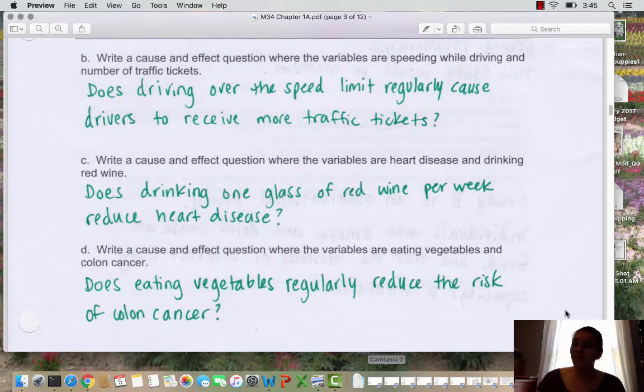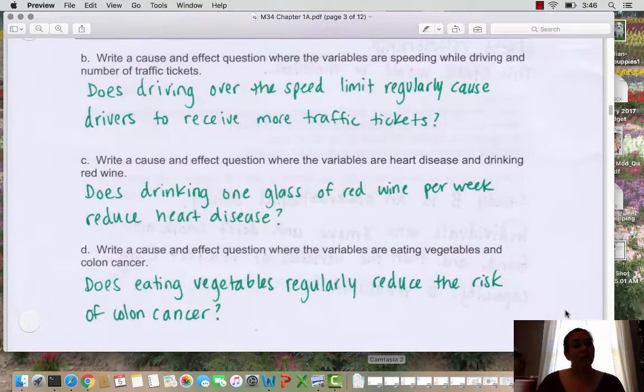C asks us to write a cause and effect question where the variables are heart disease and drinking red wine. So the question here I came up with is, does drinking 1 glass of red wine per week reduce heart disease? And then question D asks us to write a cause and effect question where the variables are eating vegetables and colon cancer. So I said, does eating vegetables regularly reduce the risk of colon cancer?